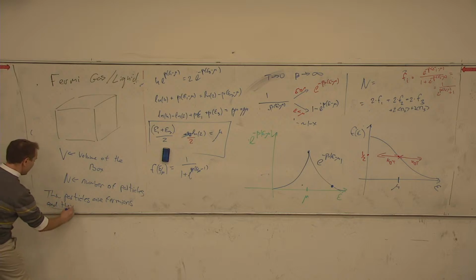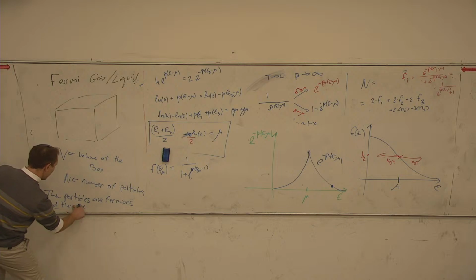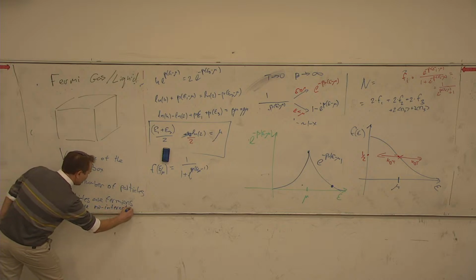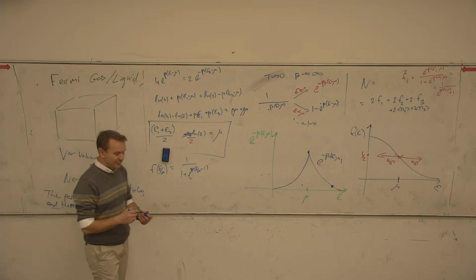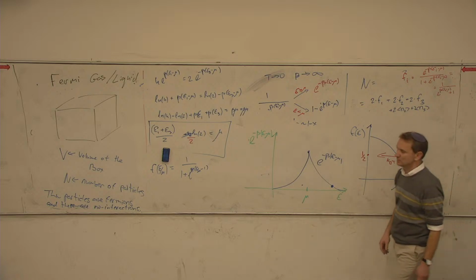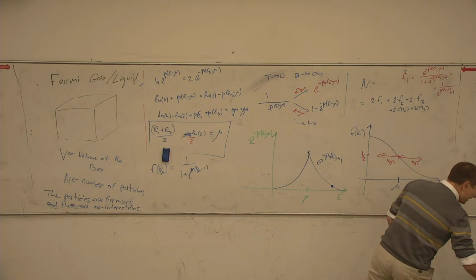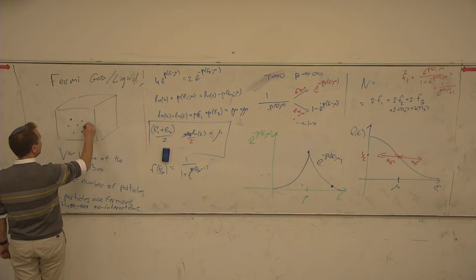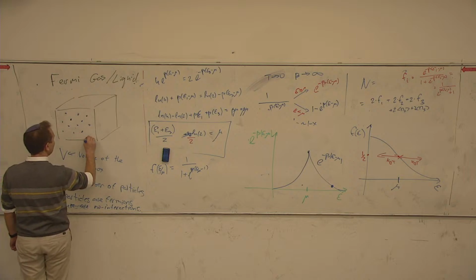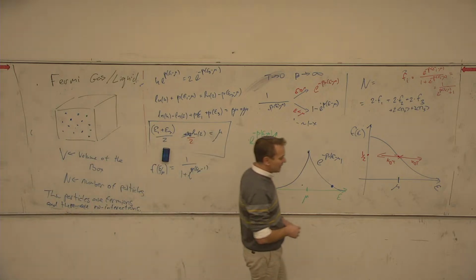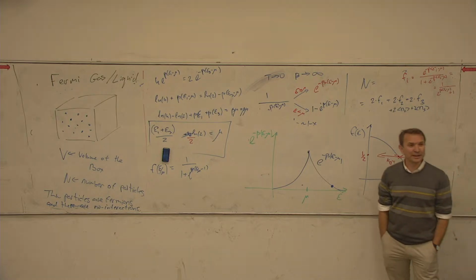There are no interactions. Now, when I say no interactions and I say fermions, it's a lie, because there are always interactions, there is always the Pauli exclusion principle. Okay. But it's basically a gas of particles that's sitting in some volume, doing something. And we want to compute the properties of this gas, we want to compute the partition function of this gas, and more specifically, we want to compute the Fermi energy of this gas.